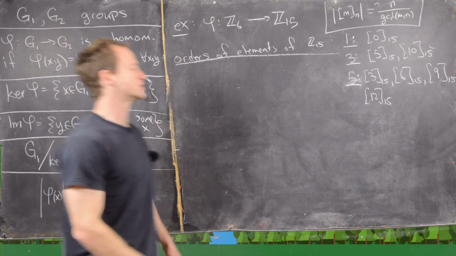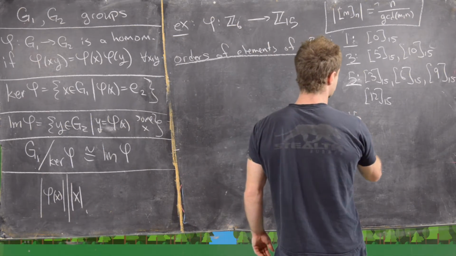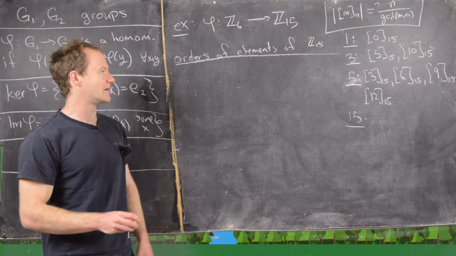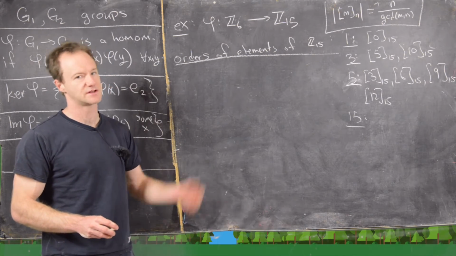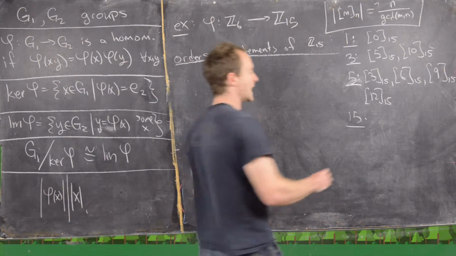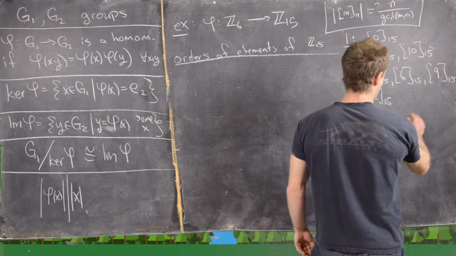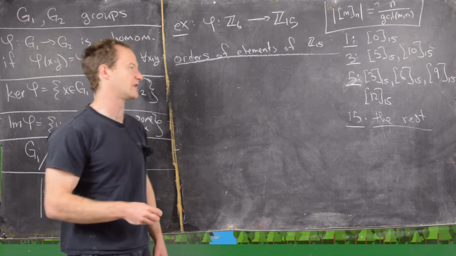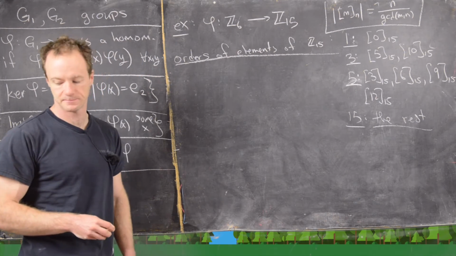Okay, so notice there's one more possibility for orders, and that's 15. So remember, the order of an element has to divide the order of our group, and these are the only divisors of 15. And I'm just going to put here that the rest of the elements are going to have order 15. And notice that's everything that's relatively prime to 15.